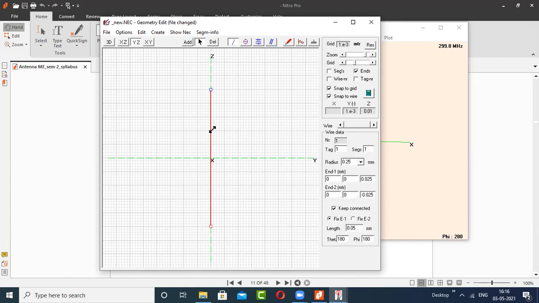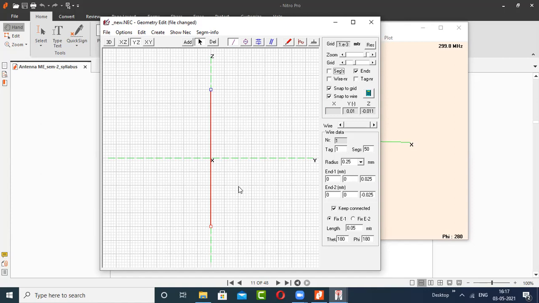Now, next step, anyone? Once the length is chosen, what is the next step? Source. But before the source, one more important thing is there. Segmentation, of course. Segmentation, I will take 100 or 50. Segmentation is very important, otherwise you may not get the correct simulated result. Sir, why is segmentation important? Segmentation will lead to the correct result.